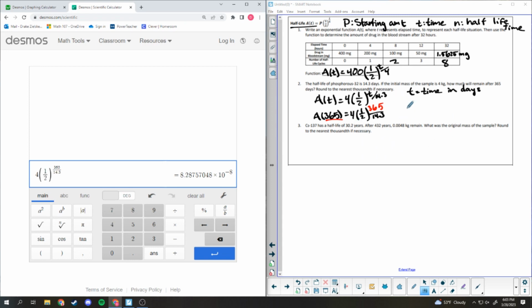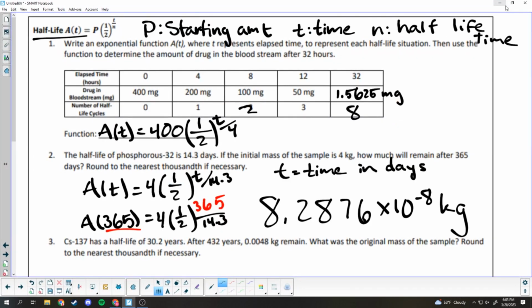So we'll say 8.2875, because that's the 1,000th place. Although the next number in the sequence is 7, so let's round that 5 up to 6, times 10 to the negative 8th kilograms. That's a really small amount, right? It started with 4 kilograms. This is a really, really small number, times 10 to the negative 8.